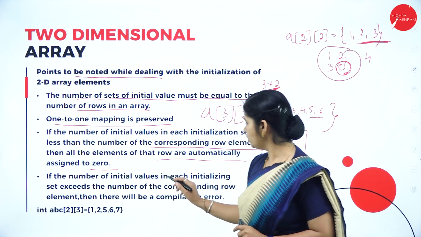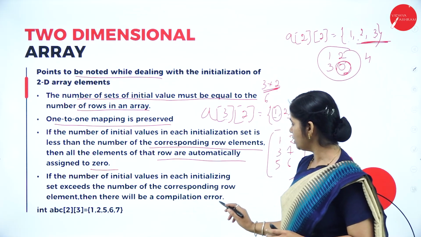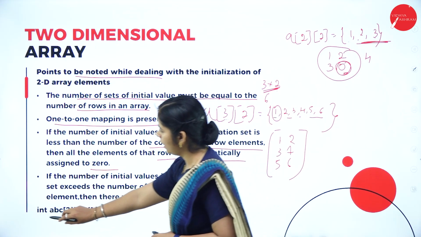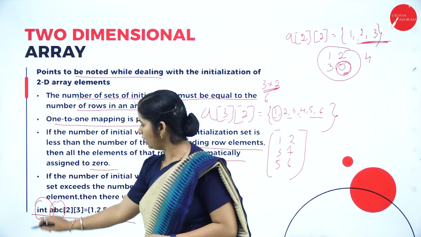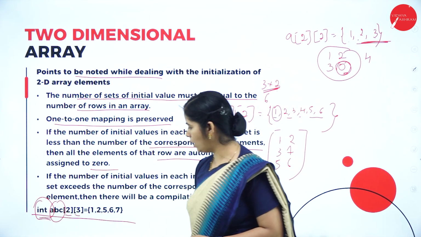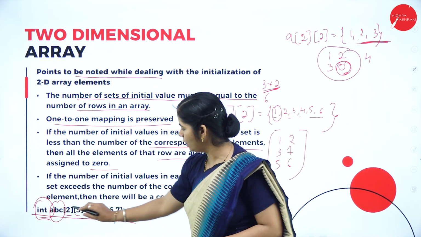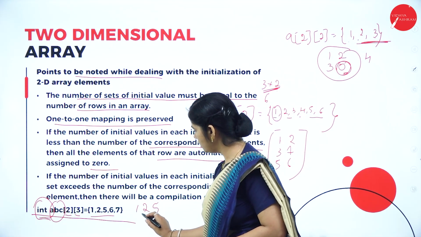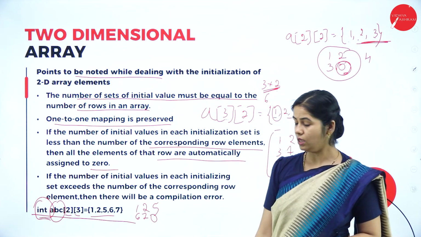If the number of initial values in the initialization exceeds the number of corresponding elements, then it will throw an error. Here you can take an example, int ABC. ABC is the name of the array, int is the data type for the array. Then how many rows? 2 rows and 3 columns are there. 2 into 3, 5. So how will it be represented? Initially 2 rows, 1, 2, 5, 3 columns, then 6 and 7. The remaining will be assigned with 0.